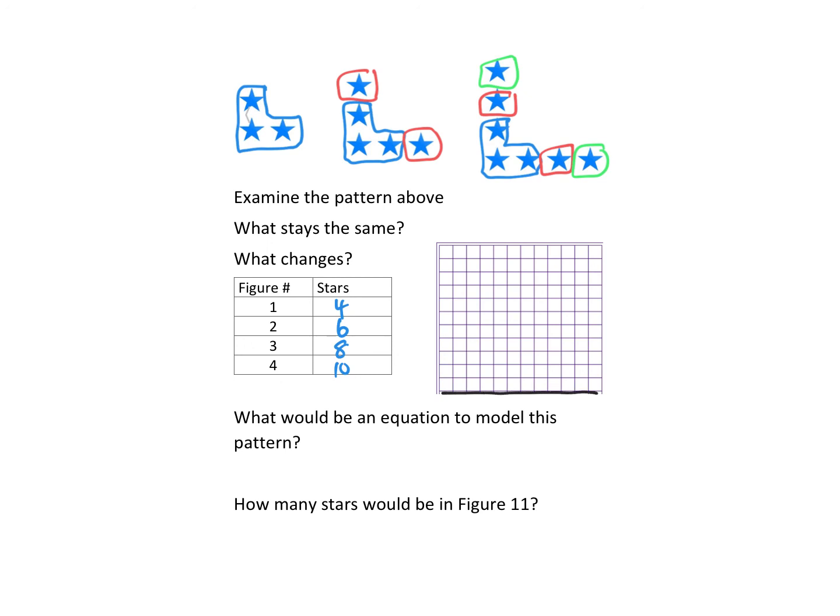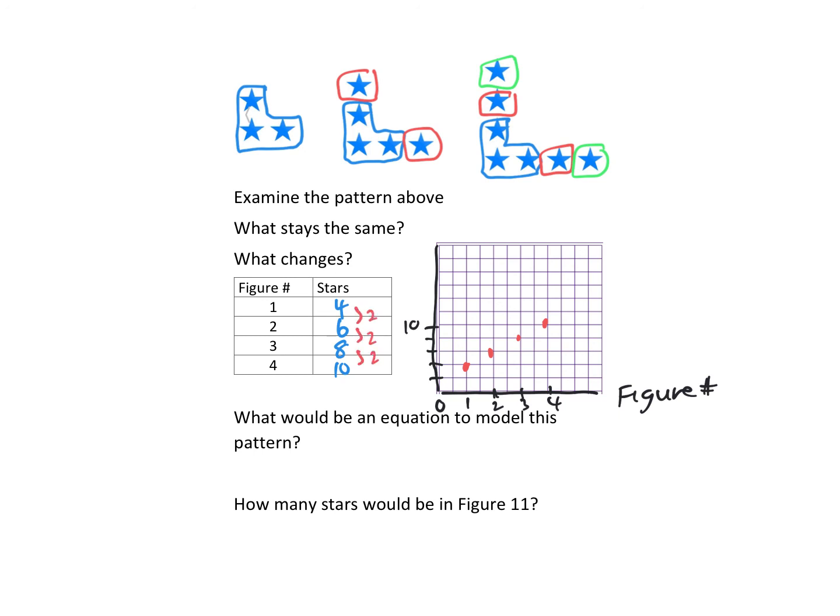We can plot these onto a graph. So figure 1, 2, 3, and 4. This is the figure number. And we had figure 1. Oh, we need some numbers on our y-axis. So 2, 4, 6, 8, 10. So figure 1 had 4. Figure 2 had 6. Figure 3 had 8. And figure 4 had 10. So I could continue that pattern. It's going up by 2 every time.